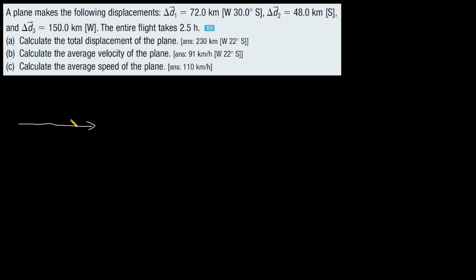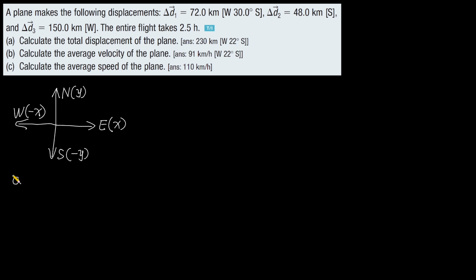This is the direction. This direction is north, also positive y. This direction is south, also negative y. This direction is east, also positive x direction. And this direction is west, also negative x direction.